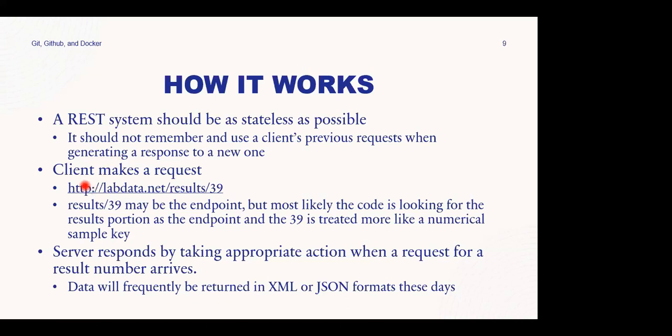So the client will make a request. You'll notice here, you have your protocol, you have your domain, just like before. After that, though, a lot of the stuff is going to be programmatic, which is to say the program is going to be going in there and interpreting these. So for example, results/39 might be the endpoint, but more than likely this is going to be taken in by the program. And the program is going to be saying that somebody's looking up some kind of lab data. This is the server, the lab data server. And what they want is something from the results, and they want result number 39, whatever that might happen to be.